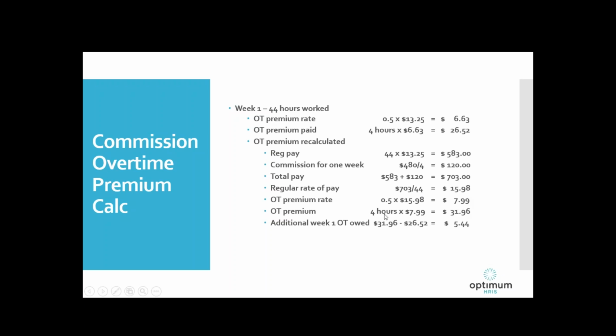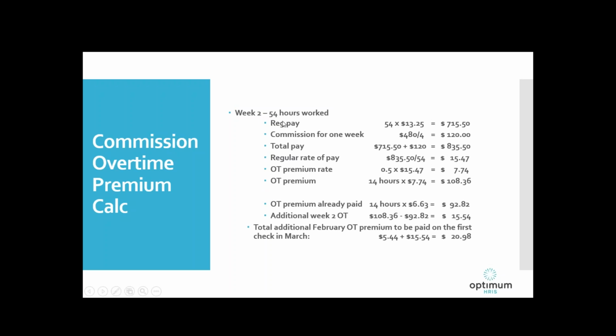His 4 hours of overtime at his new overtime premium is $31.96. We already paid him $26.52, so now we need to pay him an additional $5.44 for week 1. So let's see what we need to pay him for week 2 with this new overtime premium rate. We already paid him the $6.63 rate.